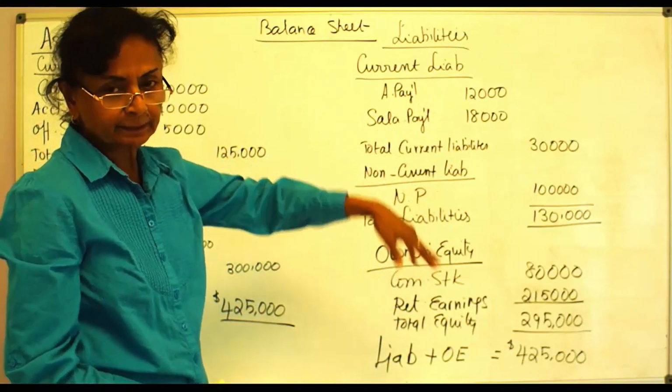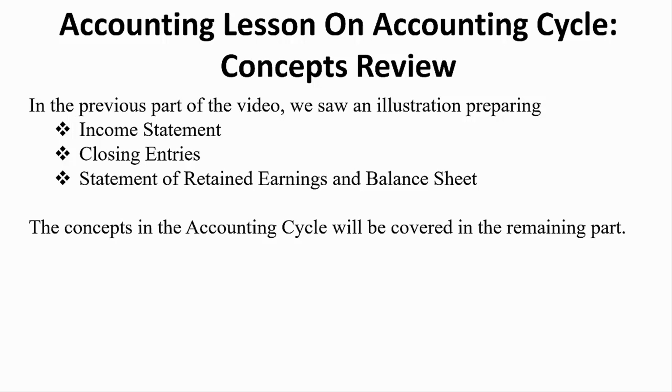In the previous part of the video, we worked out a problem on the accounting cycle. We prepared the income statement, closed the accounts, prepared the statement of retained earnings, and prepared the balance sheet. The remaining part of the video will review the concepts in the accounting cycle.